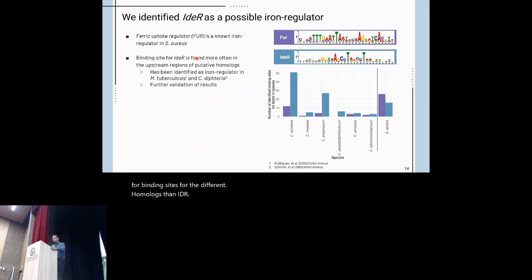When we went to the literature, we were able to confirm that IdeR is already known to regulate iron in Mycobacterium tuberculosis, but also in Corynebacterium diphtheriae. So again, this confirmed the results that we had already produced.